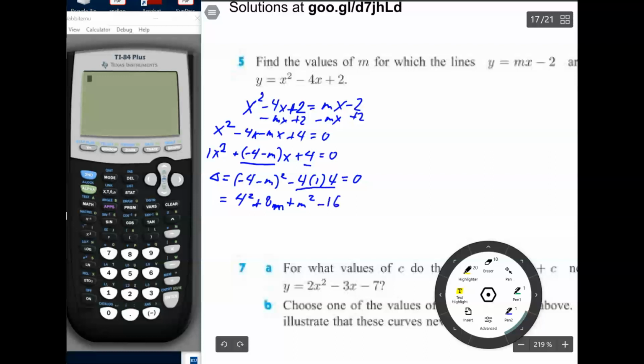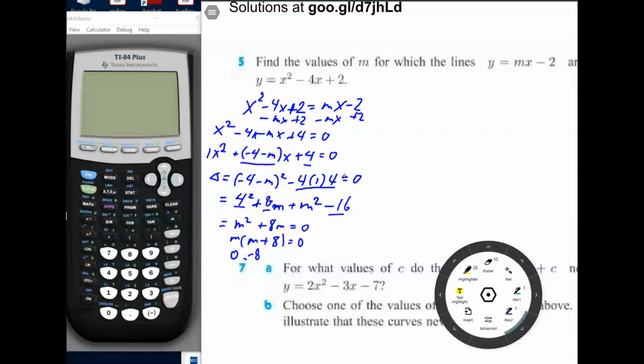Now let's combine the like terms again. Now we're going to make this into a quadratic with the variable m. So we've got m squared plus 8m, and then we have 4 squared minus 16, that equals 0. So we want to know when this is equal to 0. Well, that happens in two cases. All we need to do is factor this. m times m plus 8 equals 0. So the two solutions to this are m equals 0 and m equals negative 8. Those are the two m values which make this line tangent to the curve.